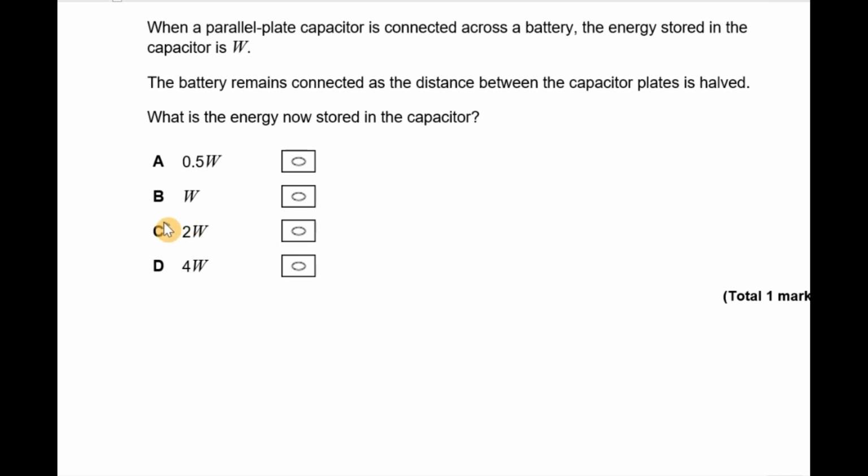If you got the answer C, well done. If you didn't and want to hear my explanation, please keep listening.